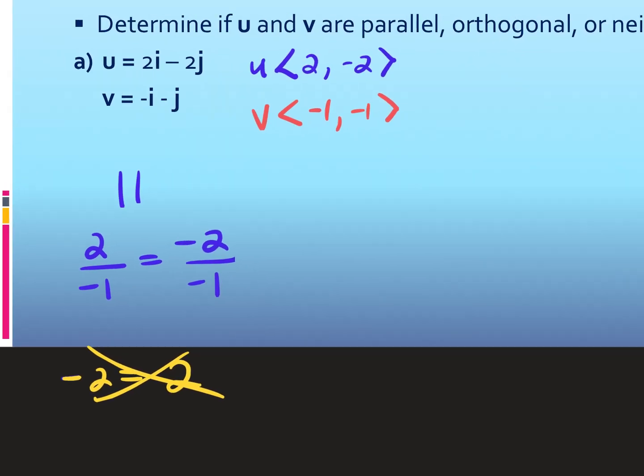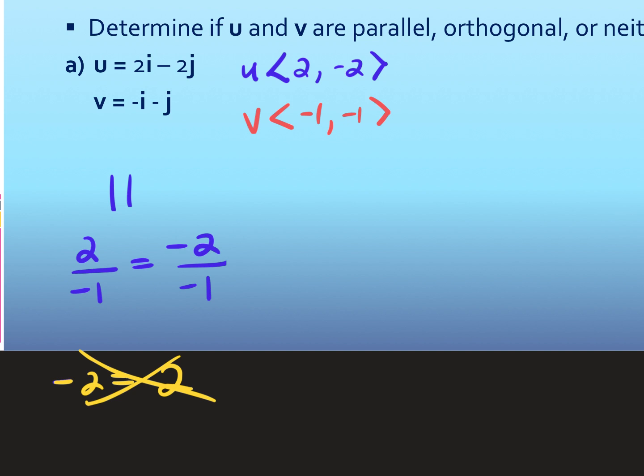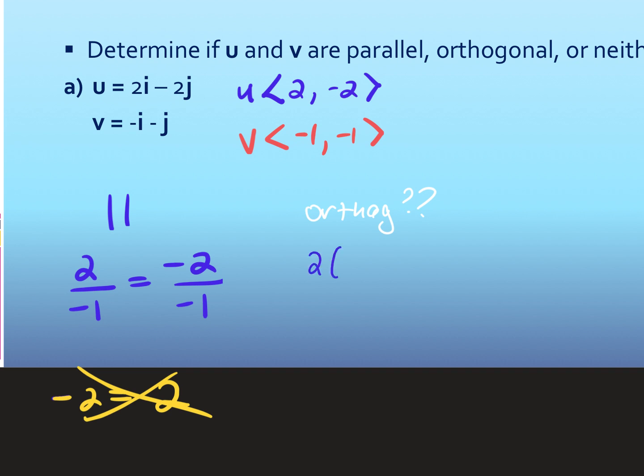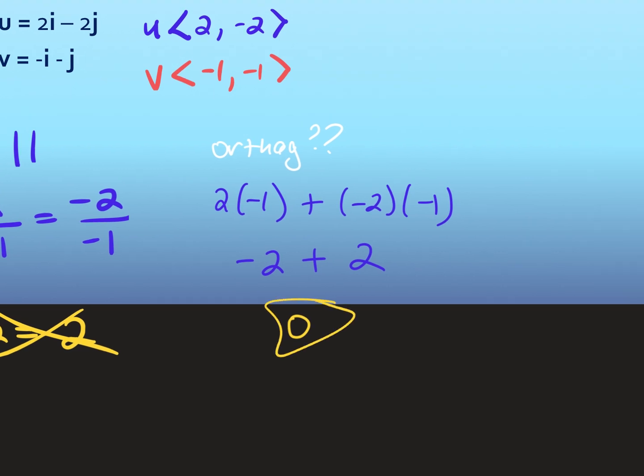So let's check to see if they're orthogonal. Well, remind me again, how do we find orthogonal? Tell me again, Mikey, good. Dot product. So first times first, 2 times negative 1 plus negative 2 times negative 1. Well, what's 2 times negative 1? Negative 2. Plus, what's negative 2 times negative 1? 2. What's negative 2 plus 2? What did we just prove here? They are orthogonal.